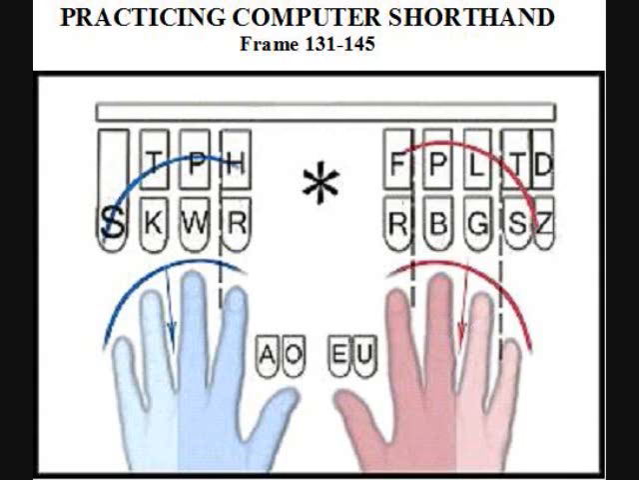alert, apart, assert, assort, avert, cart, court, dart, depart, and that is 10 words.